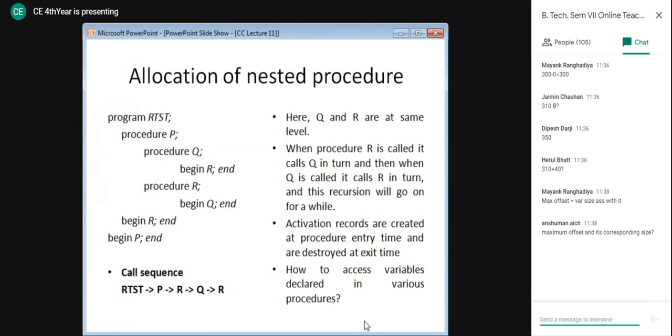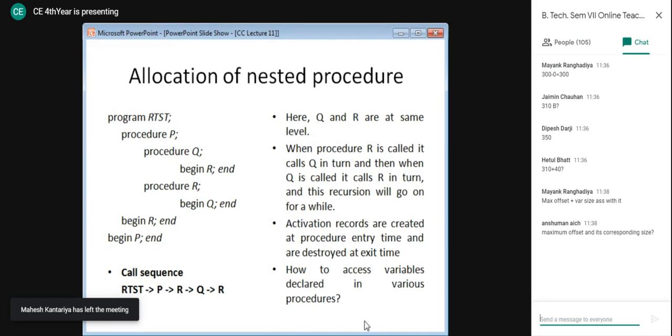So our main program is RTST. Then it contains a procedure P. So the code of procedure P is nested within our main, that is RTST. Inside P, we have two procedures Q and R. Now Q and R are at the same level, inside P. From Q, we can invoke R, and from R, we can invoke Q.